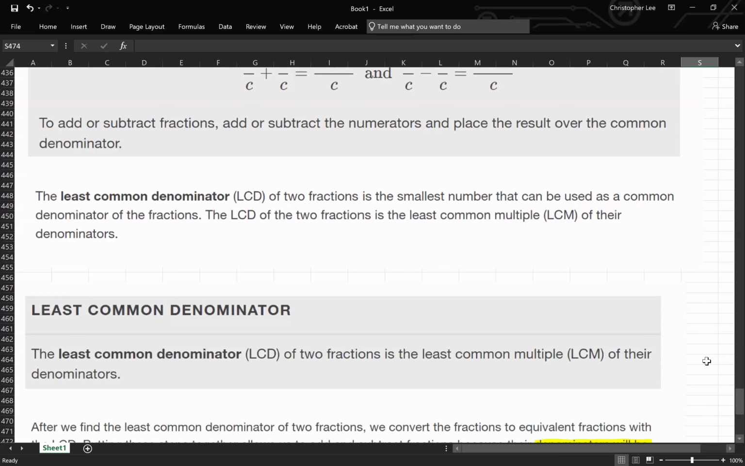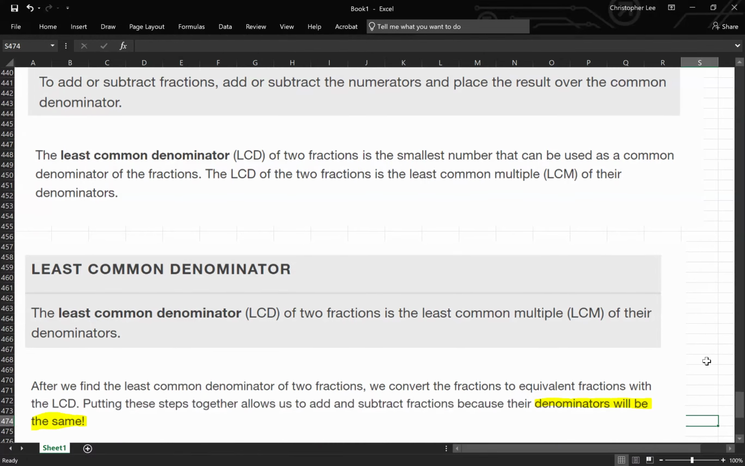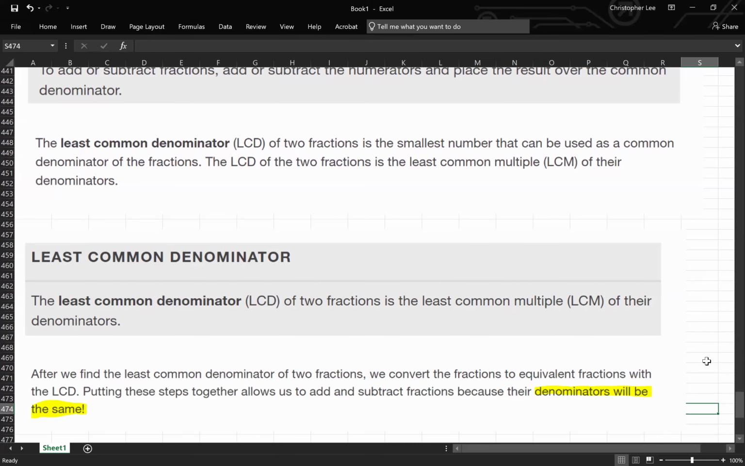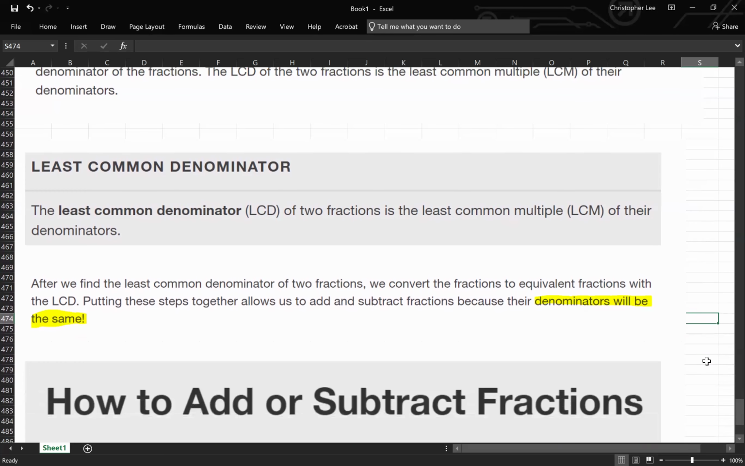So let's talk about it. The least common denominator, LCD, of two fractions is the least common multiple of their denominators, right? After we find the least common denominator of two fractions, we convert the fractions to equivalent fractions with the LCD. Putting these steps together allows us to add and subtract fractions because their denominators will be the same. That's the key. All right, let's look at an example real quick.